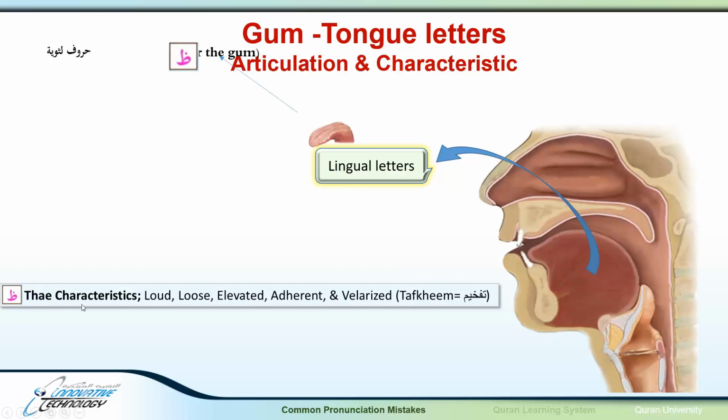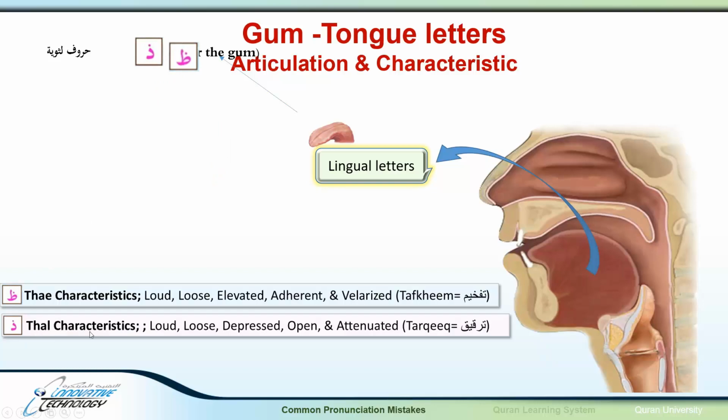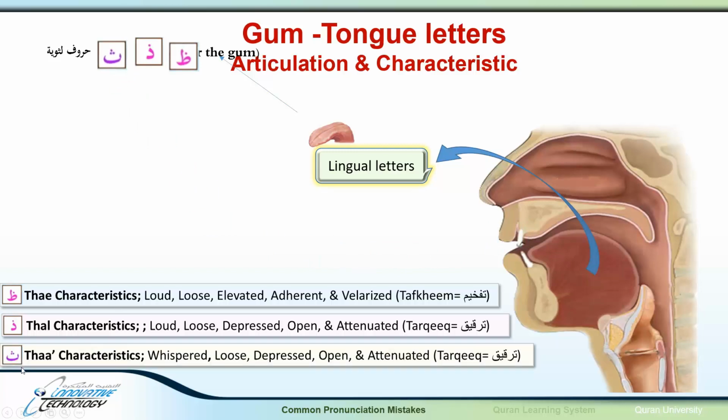The dha is characterized by being loud, loose, elevated, adherent, and velarized. It has tafkhim. The second letter is the dhal. The dhal is characterized by being loud, loose, depressed, open, and attenuated. It has tarqiq. The third letter is the tha. The tha is characterized by being whispered, loose, depressed, open, and attenuated.